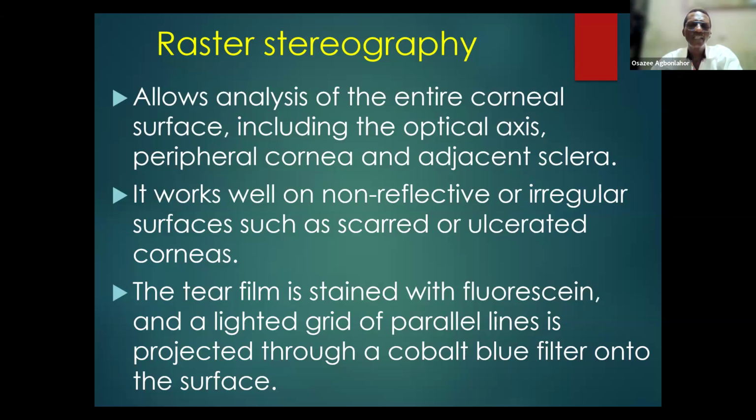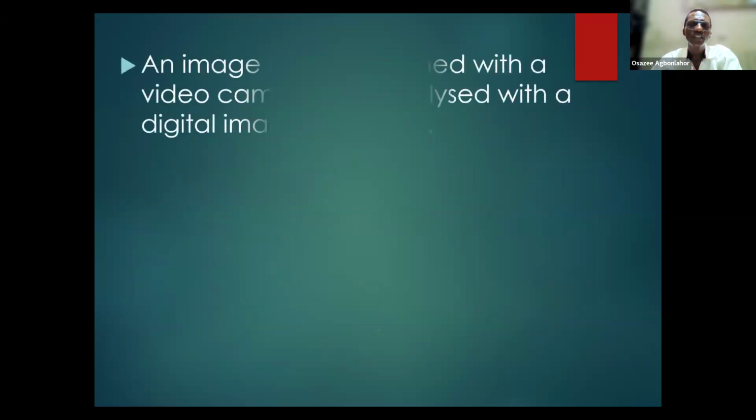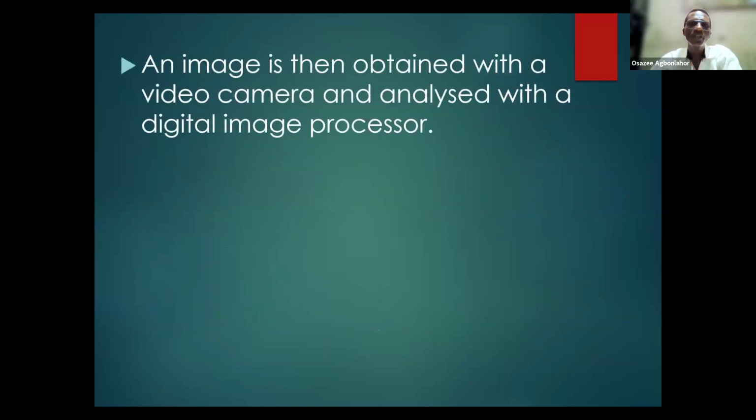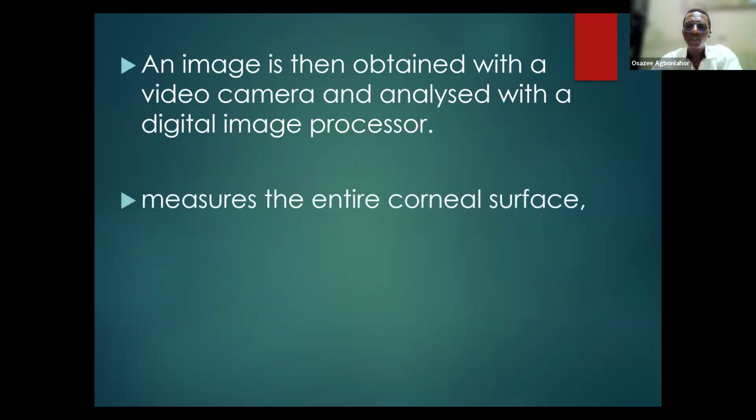The tear film is stained with fluorescein, and a light grid of parallel lines is projected through a cobalt blue filter onto the surface that you want to measure. That's for the raster stereograph. An image is obtained by the video camera and analyzed digitally. And this measures the entire corneal surface up to 12 mm.